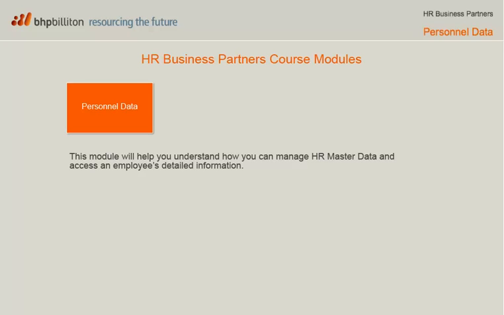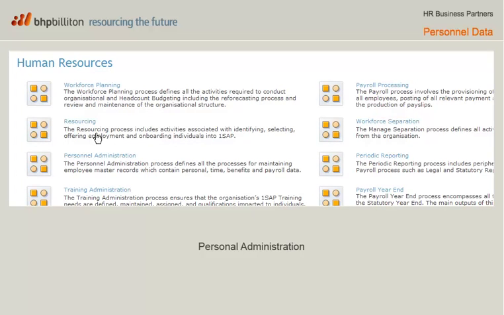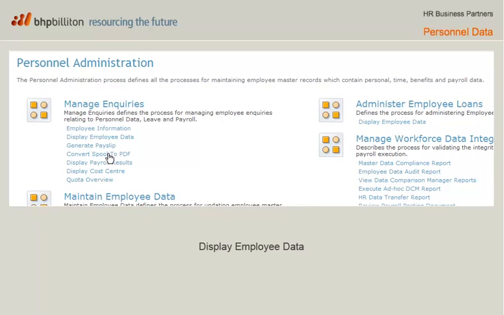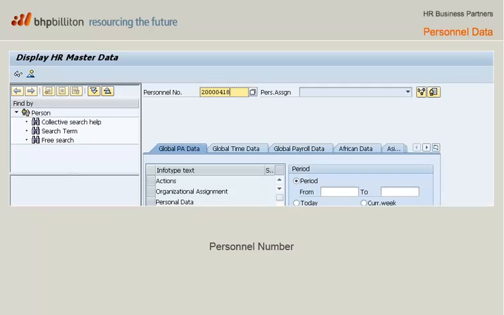This module will help you understand how you can manage HR master data and access an employee's detailed information. We will now explore displaying and maintaining personnel records. Select Personnel Administration from the Human Resources menu. There are two options we will look at in this section. The first one is Display Employee Data. Enter the personnel number and click Enter.